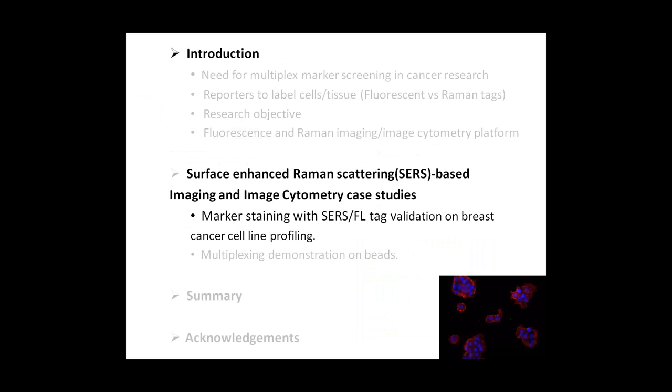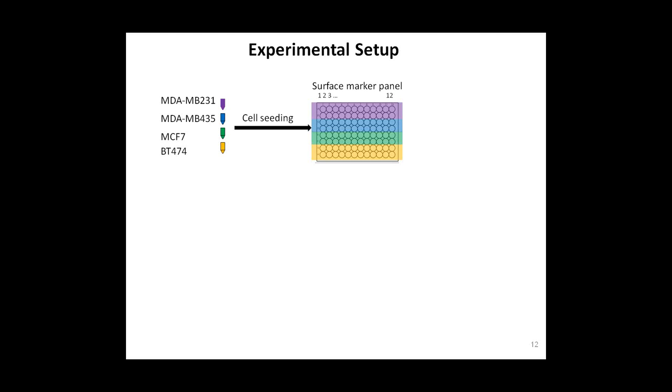Next, I'll give you some information about how we did it in our actual cell studies. Here is how we set up the experiment. First, we want to do the analysis in a high throughput and high content manner. So we have 4 cell lines from different subtypes, and we seed the cells into a 96 well plate. You will see that for each row we present the same cell line, from A to B, and from C to D, that's another cell line.